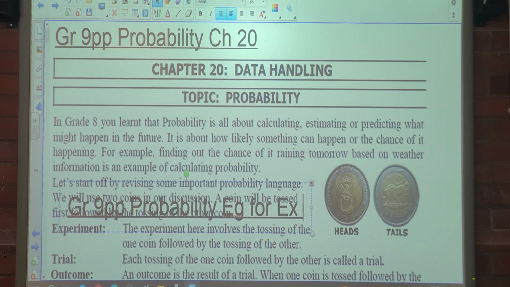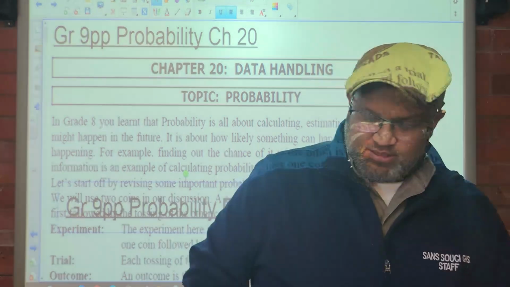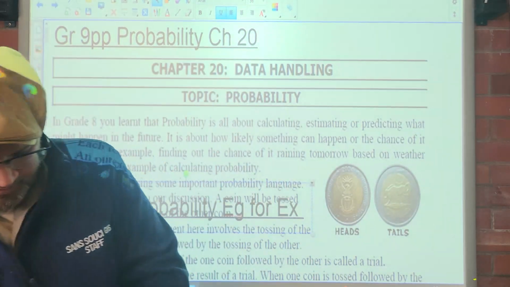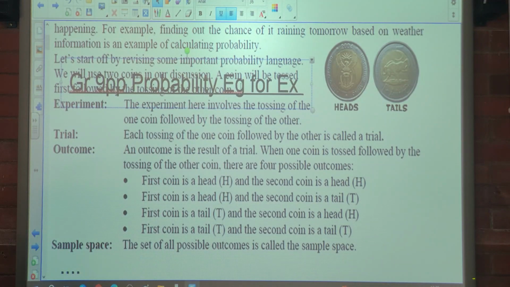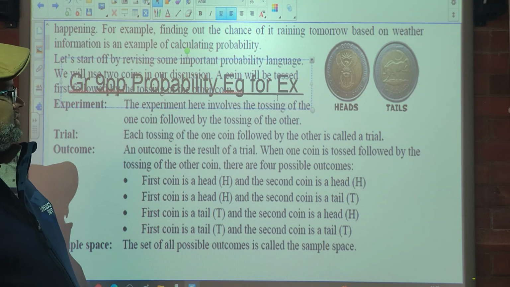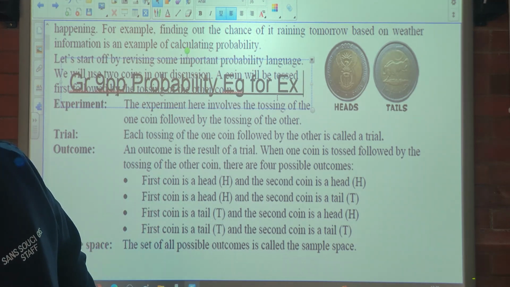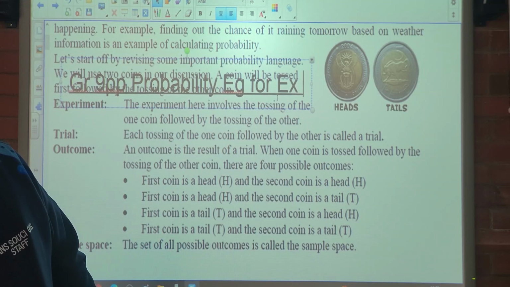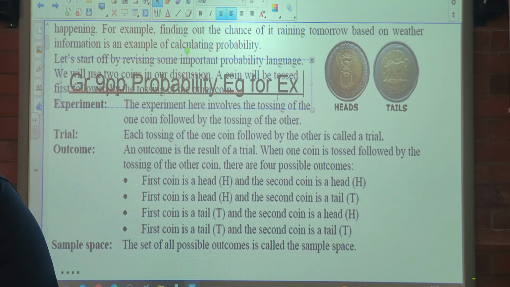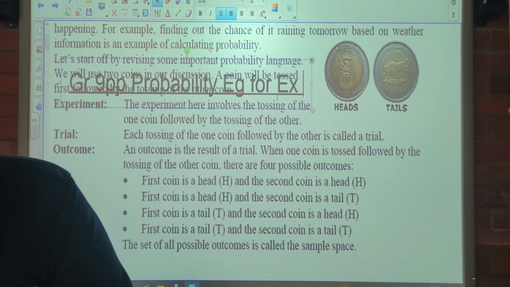Okay, good morning class. So today we're looking at probability, chapter 20. We're looking at the examples for exercise 2. And exercise 2 is on page 316.